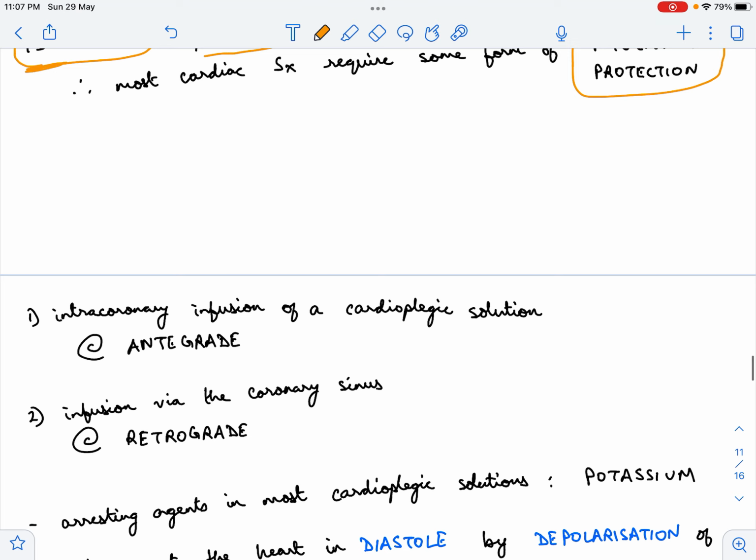So, now how do you prevent this permanent myocardial damage? The first thing, as I have already mentioned, is you inject a solution. That is a cardioplegic solution. Cardio means heart, plegia means paralysis. So, you are going to paralyze the heart, basically you are going to make the heart stop beating.